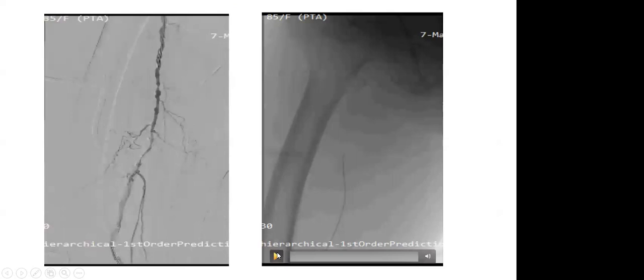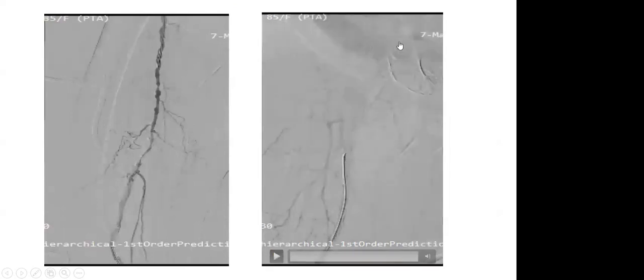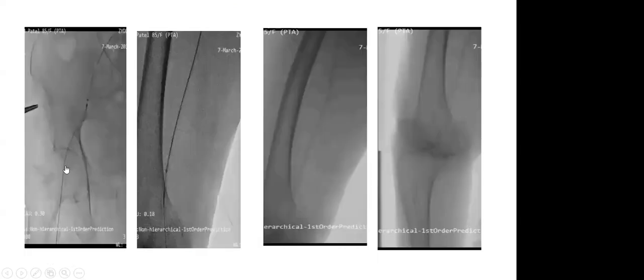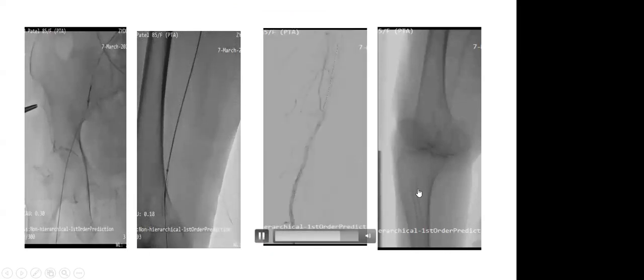So still we are not able to cross directly to the seat. So we snare the wire from the above, cross over to the seat. This is the snaring from the above, from ankle puncture. We inserted the wire and then we accessed it from the snare. Then we deployed the Supera stent and we got an excellent result.